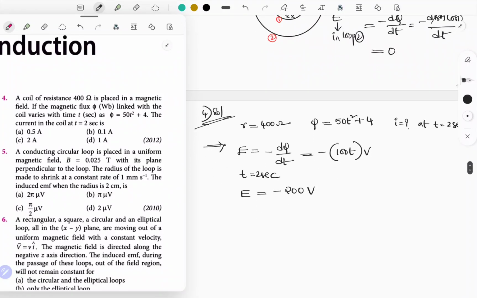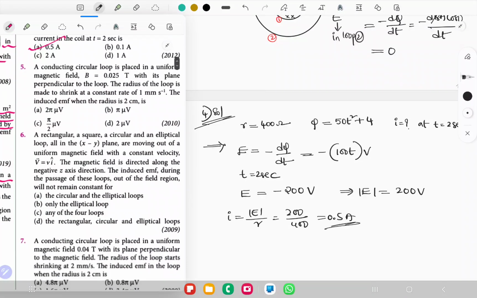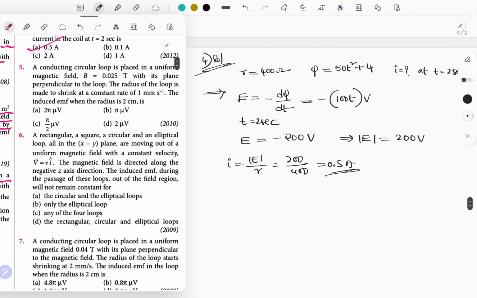The options are given only in terms of positives, so let's consider the magnitude of this. The magnitude of the EMF is 200 volts. Then the current I is equal to E by R. So it's going to be 200 divided by 400, which is equal to 0.5 ampere. So option A is correct. Got it? Next.